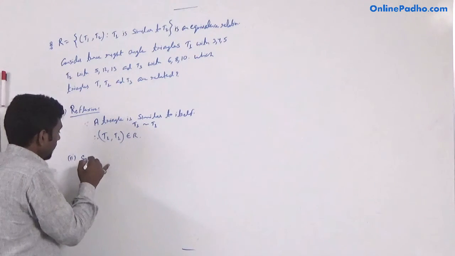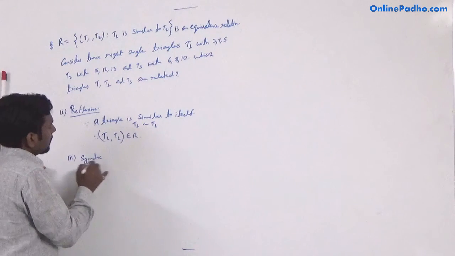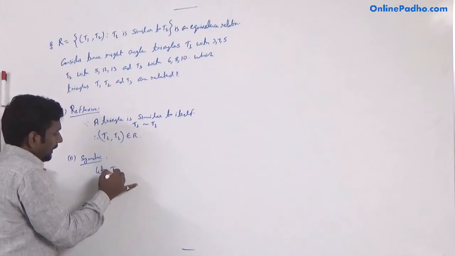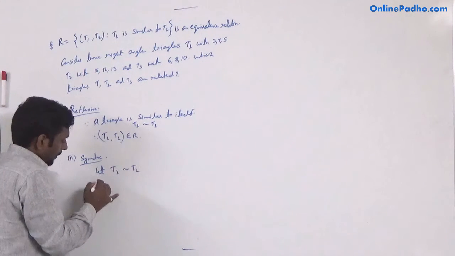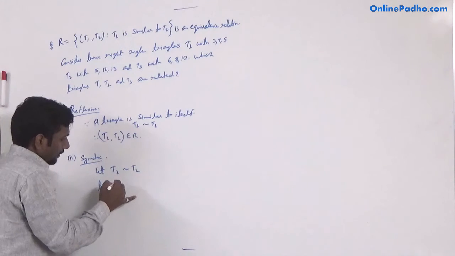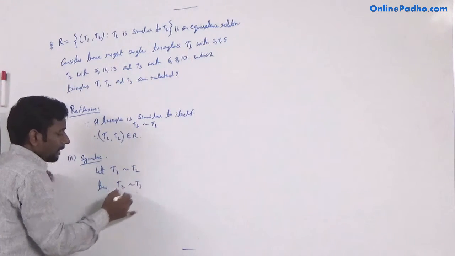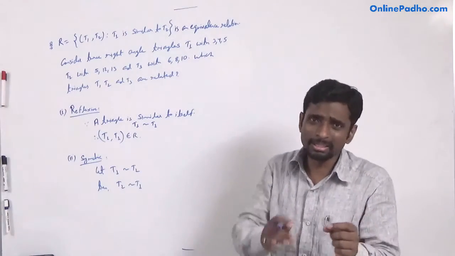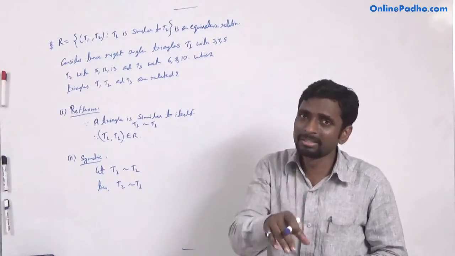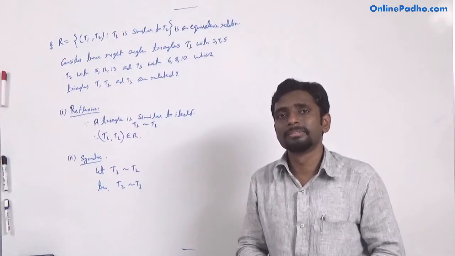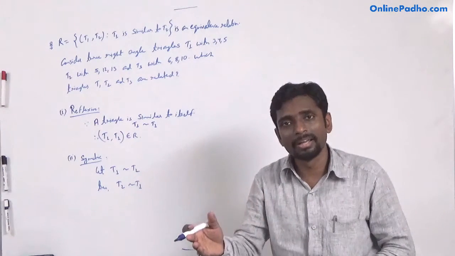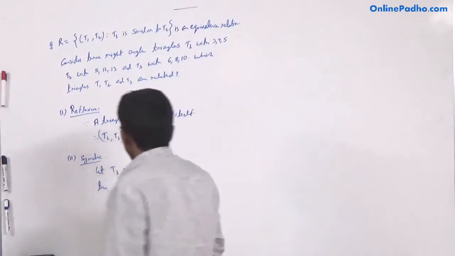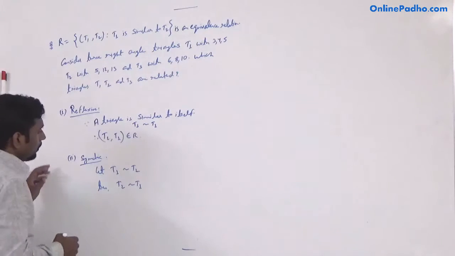Second one, symmetry. Is it symmetric or not? Let T1 be similar to T2, then T2 must be similar to T1. Very simple. In symmetry, we have to consider a triangle similar to another triangle. So the second triangle must be similar to the first triangle. If T1 is similar to T2, then T2 must be similar to T1.